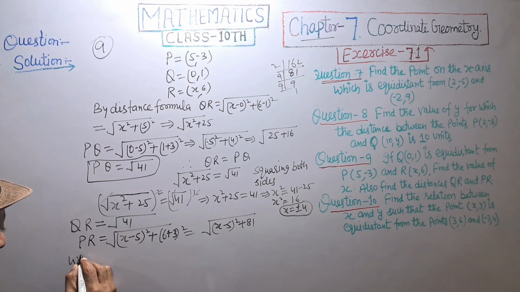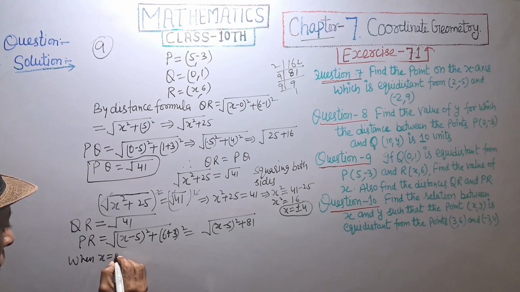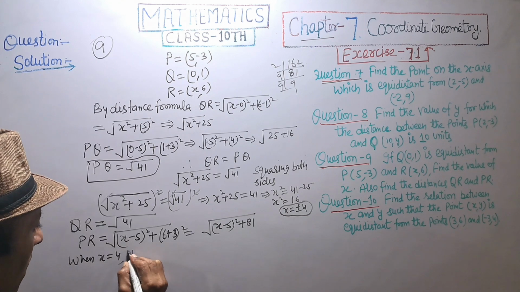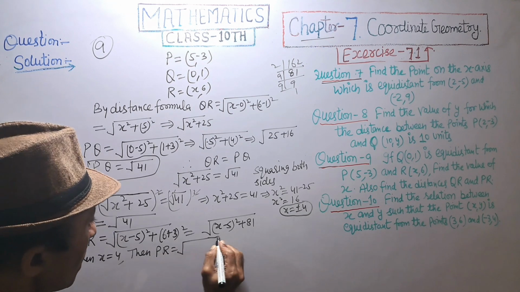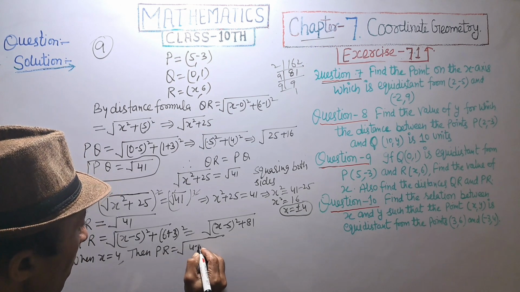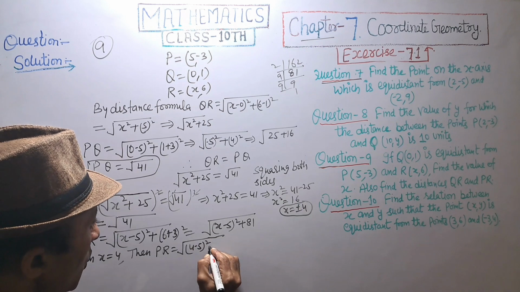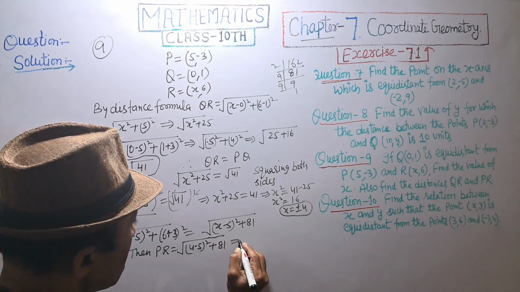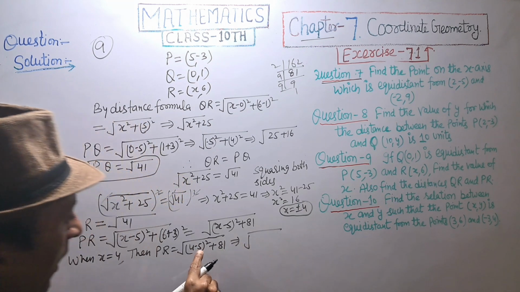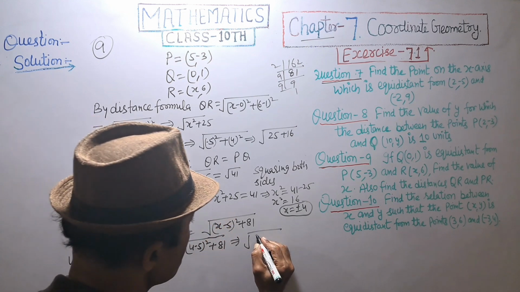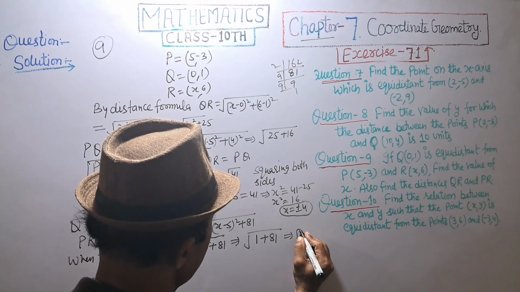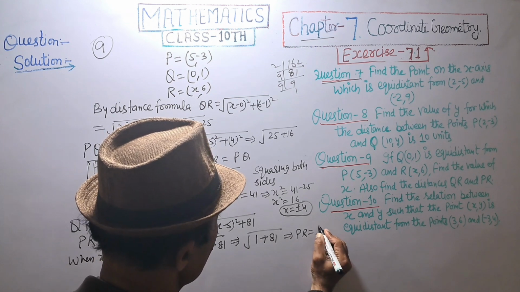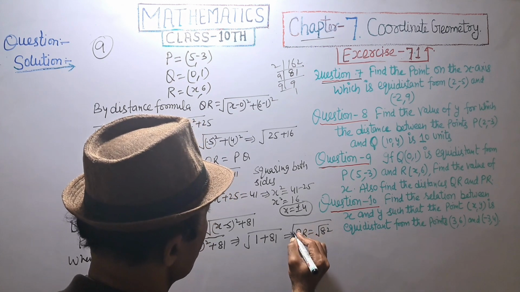So when x is equal to 4, then PR is equal to under root of (4 minus 5) raised to power 2 plus 81. This implies under root of 5 minus 4 is 1. 1 square is 1 plus 81. This implies PR is equal to under root of 82.